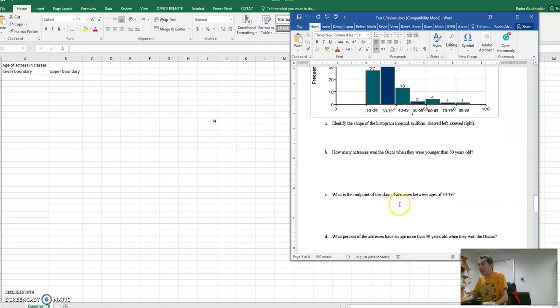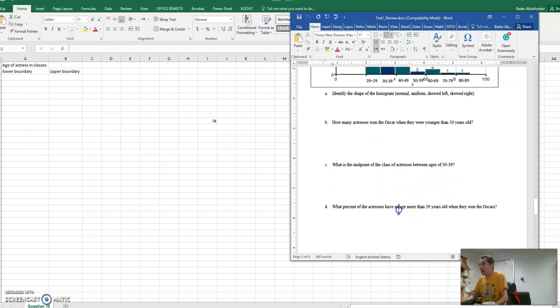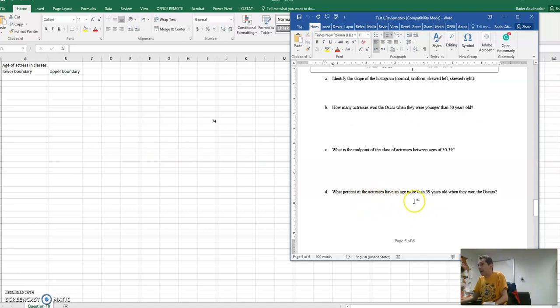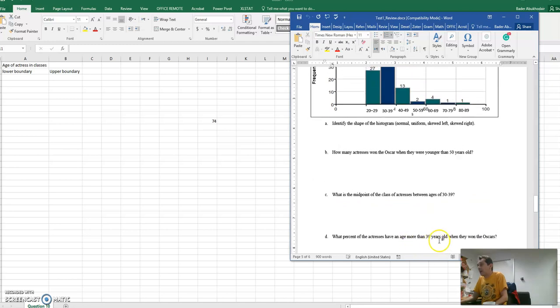What is the midpoint of the class of actors between age 30 and 39? And this is what I'm going to do now in Excel, so just hold on for a second for this. Now, what percent of the actors have an age more than 39 years old when they won the Oscar? So they're saying what is the percent of actors that have an age more than 39. Okay, so over here it is concentrating on the age of more than 39. So more than 39, I have 13 plus 2, which is 15, plus 4, which is 19, plus 1 is 20, 21. So I have 21 actresses more than 39.